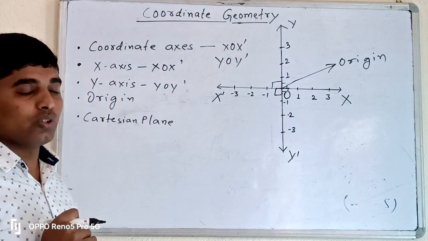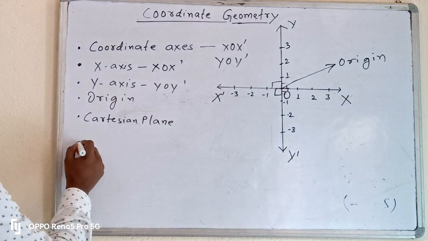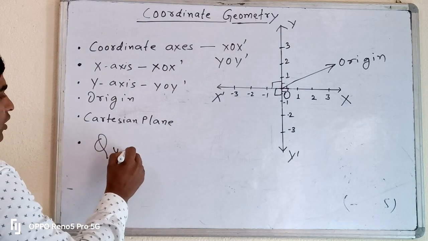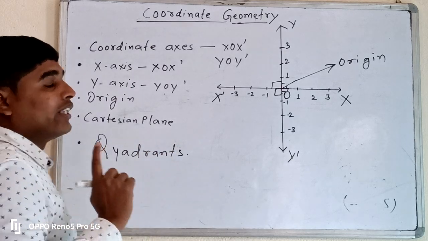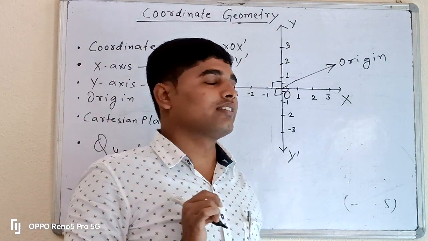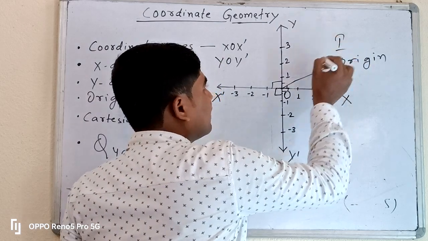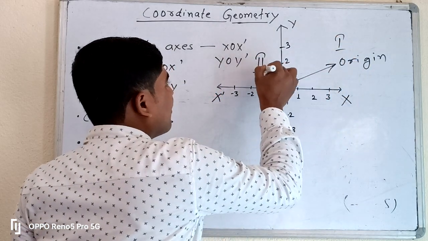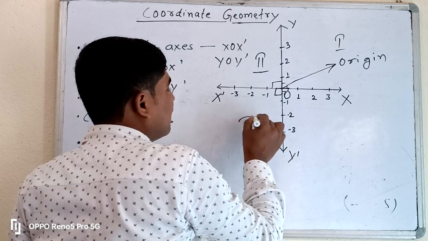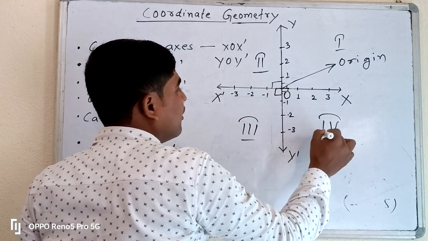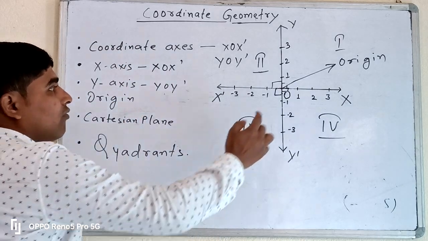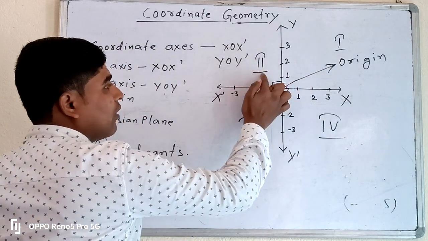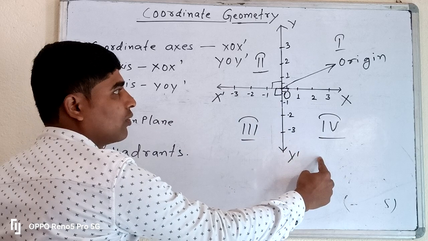Another thing for you: quadrants. In coordinate geometry, there are 4 quadrants: first quadrant, second quadrant, third quadrant, fourth quadrant.